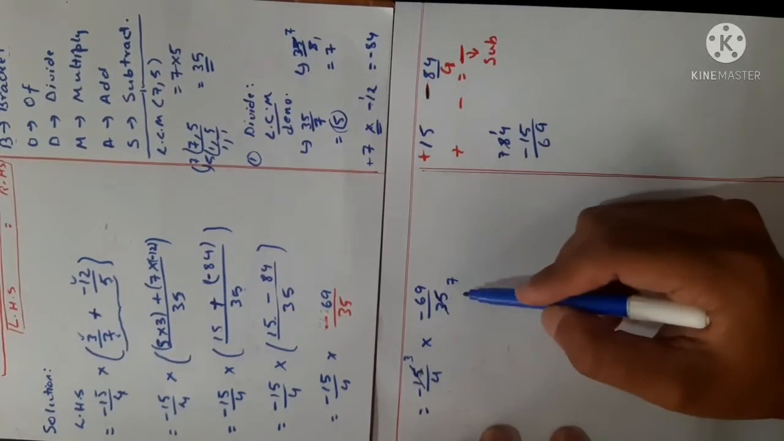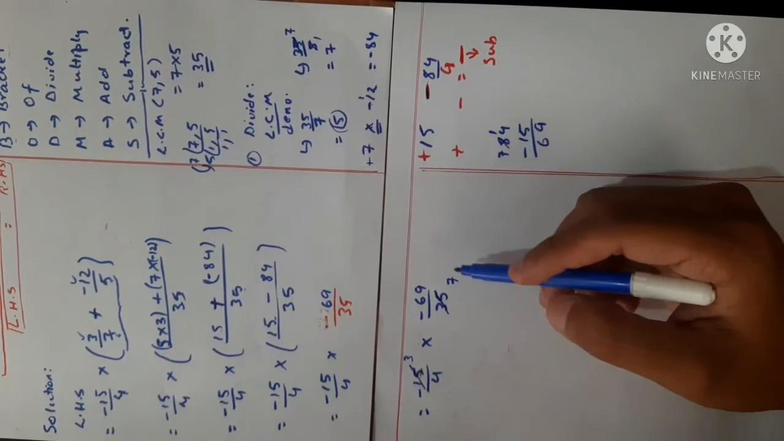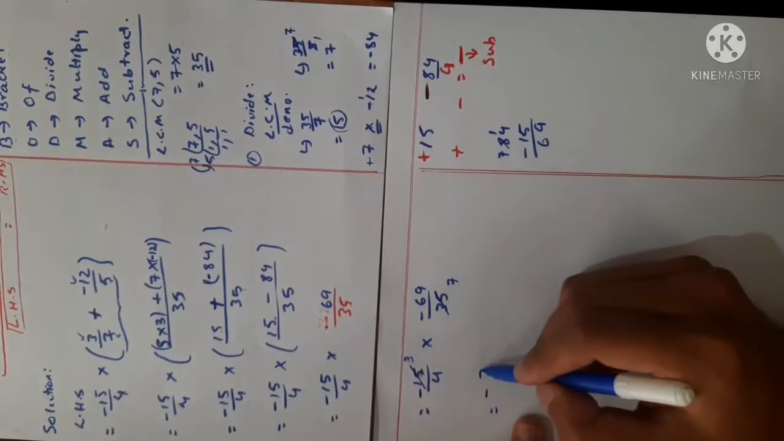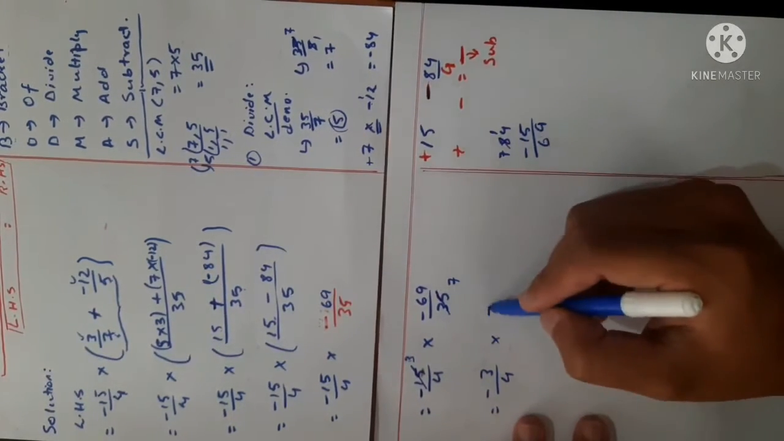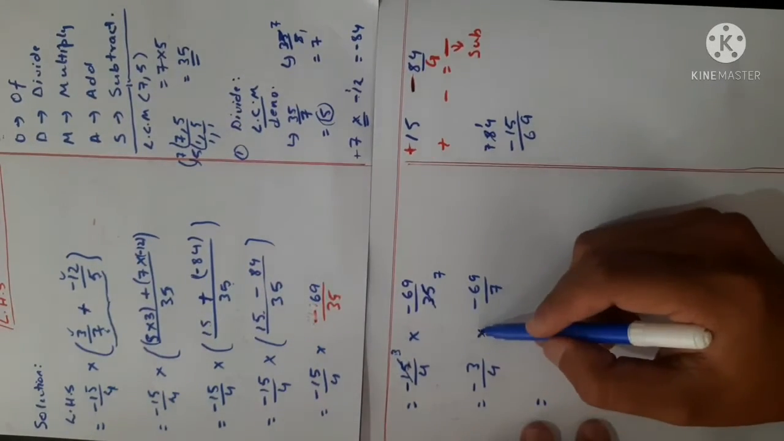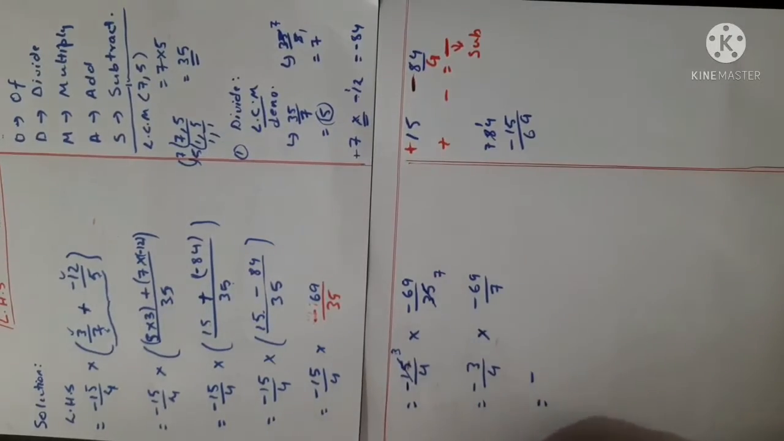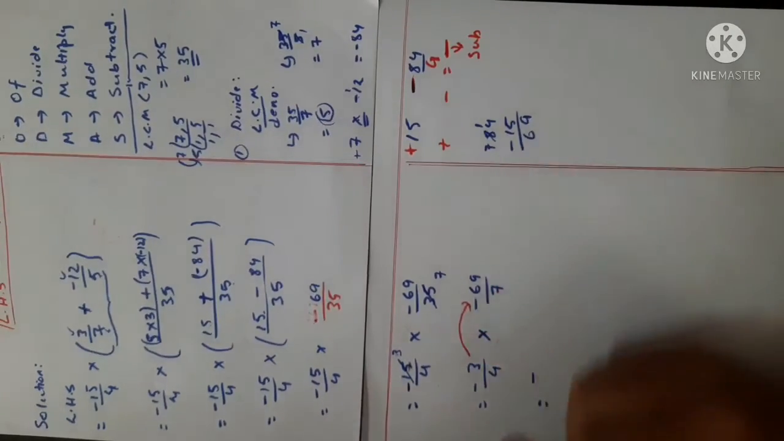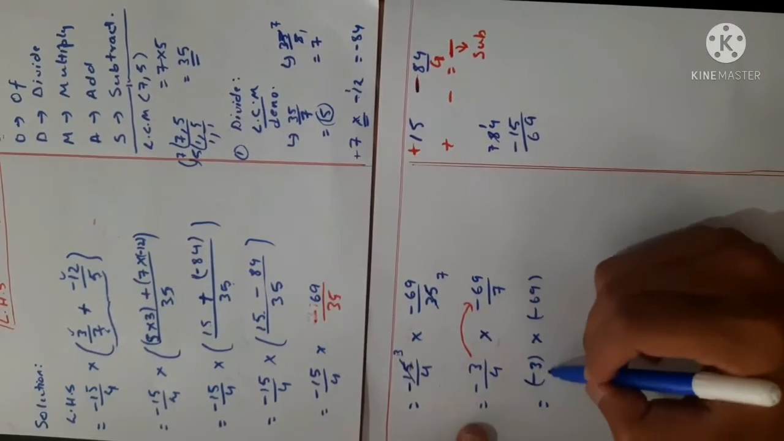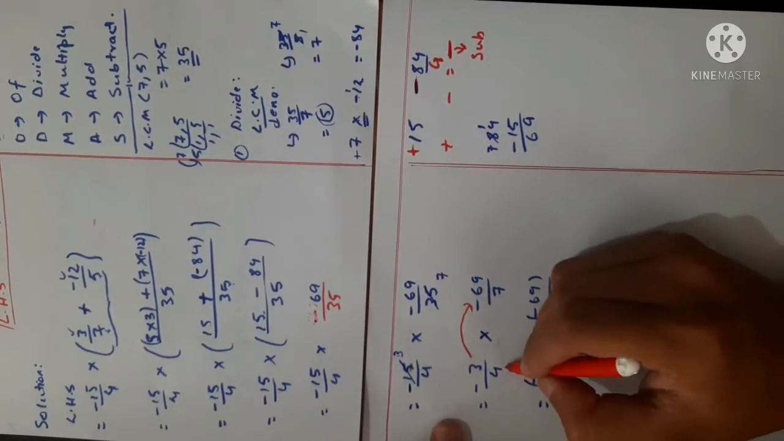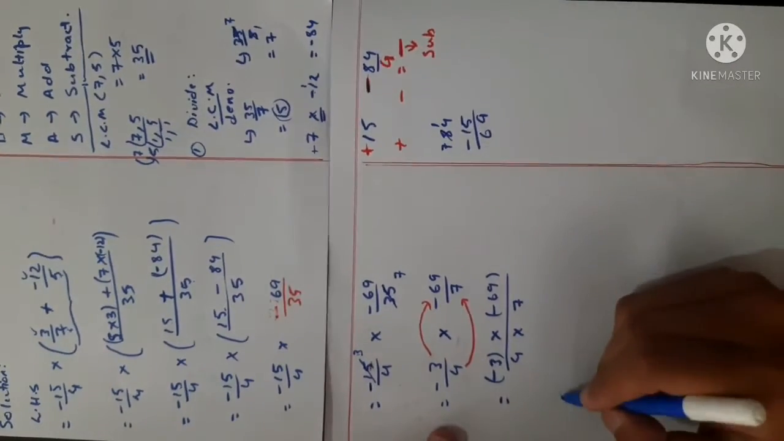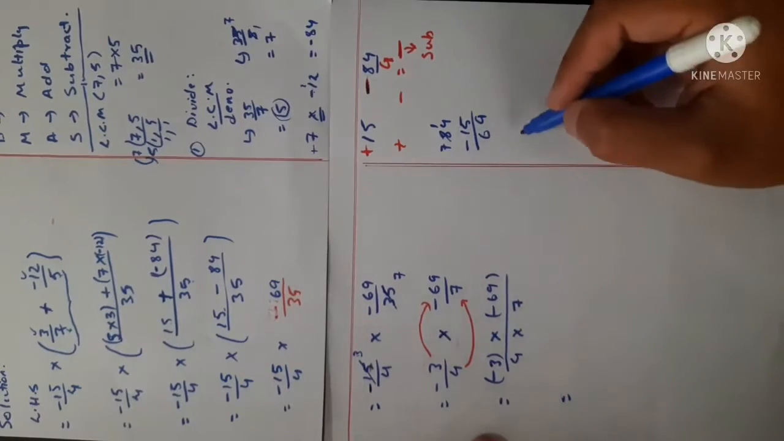Can they cancel out again? No, they cannot cancel out again. So we just leave it right there. So this will be equal to this. Remember, this will be minus 3. So minus 3 by 4 multiply minus 69 by 7. And this is a multiplication, so we just multiply numerator with numerator. So minus 3 multiply minus 69 divided by 4 multiply 7. So this will be equal to 3 multiply 69.